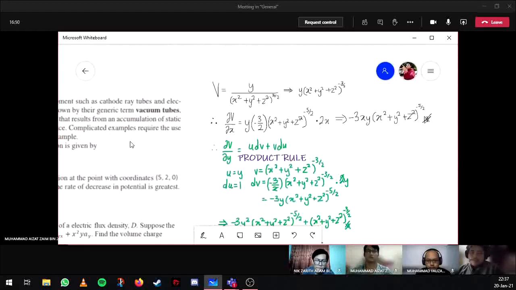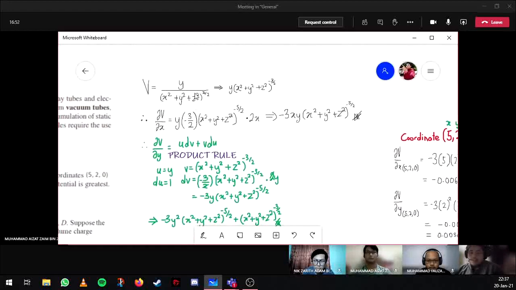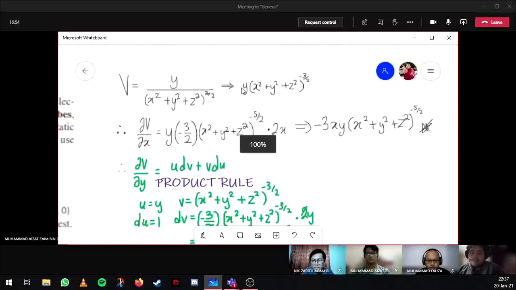Here is the equation. First, we simplify it from y over (x squared plus y squared plus z squared) to the power of 3 over 2, to y times (x squared plus y squared plus z squared) to the power of negative 3 over 2.